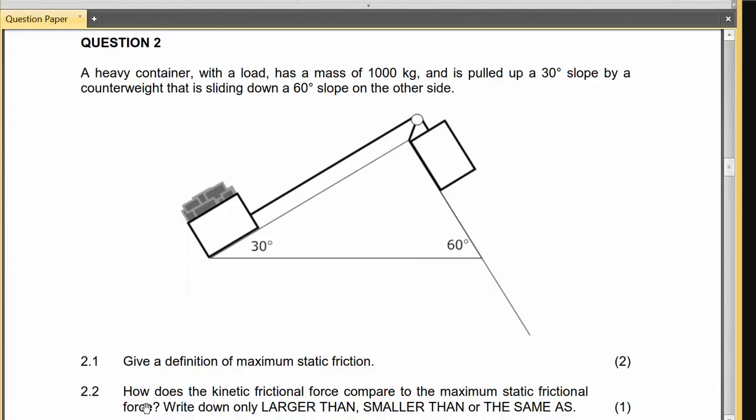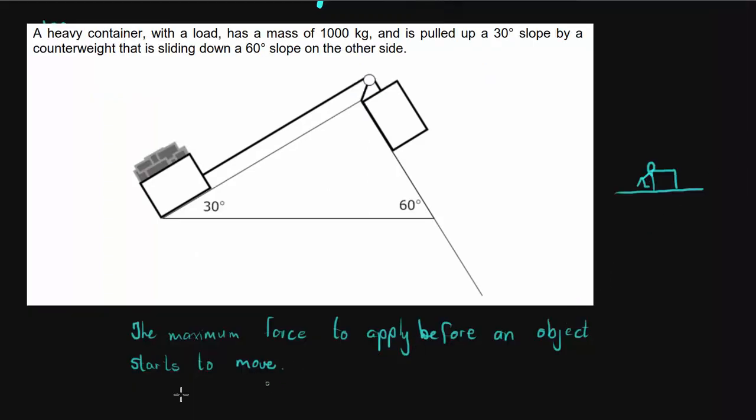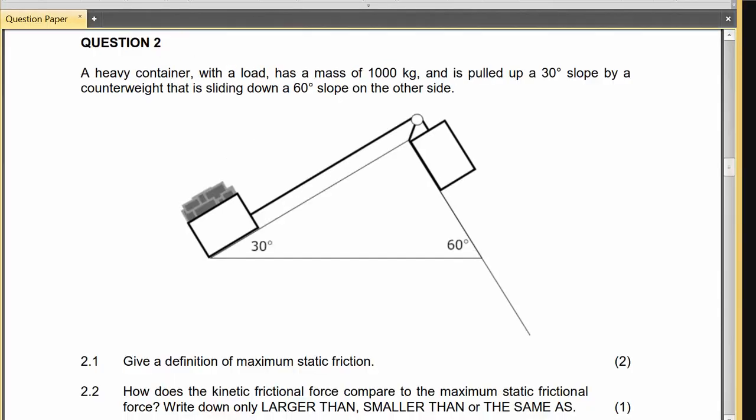So there we go. How does the kinetic frictional force compare to the maximum static frictional force? Write down larger than, smaller than, or the same as. Well, kinetic friction will always be smaller than. Okay, so this is question 2.1, 2.2, smaller than. And these are all theory questions.